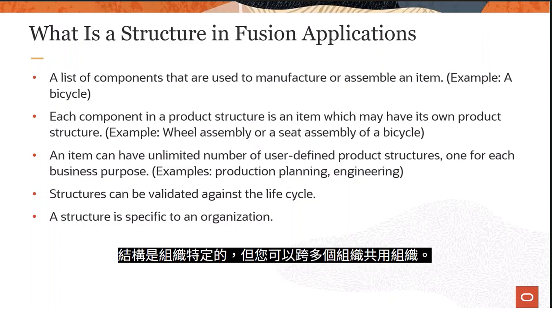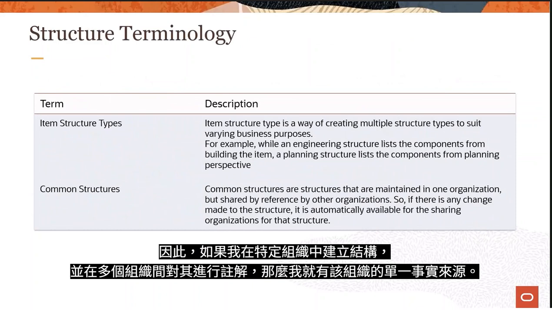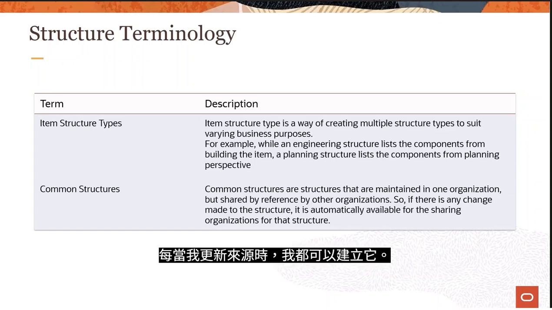Structures are org specific, but you can share them across multiple orgs. And the way to do that is with the common structure. So if I create a structure in a particular org and I make it common across multiple orgs, then I have a single source of truth for that. Whenever I update the source, it'll push the changes out to the other orgs.